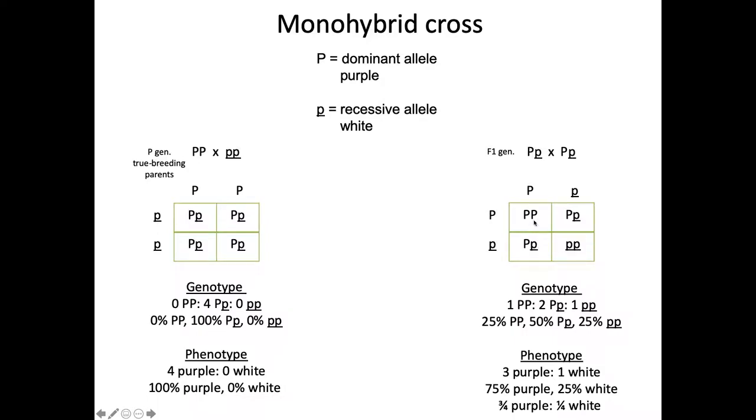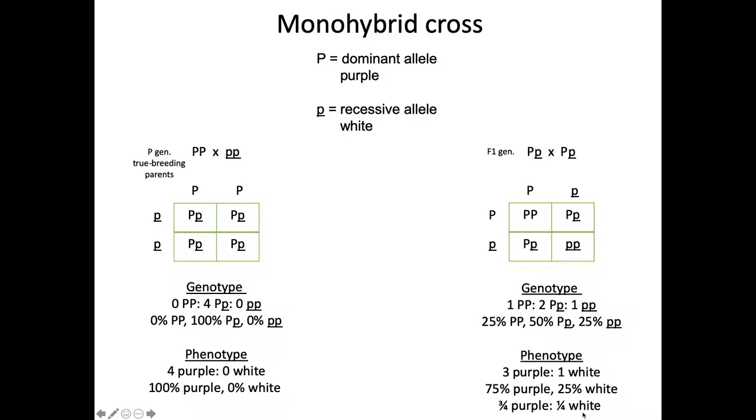This one would be purple. This one would be white. So that means three of them would be purple, and then one would be white. So it'd be a 3-to-1 ratio. Three purple, dot, dot, one white. Well, what about percentages? If all of these three would be purple, that's 75% purple, and then 25% white.